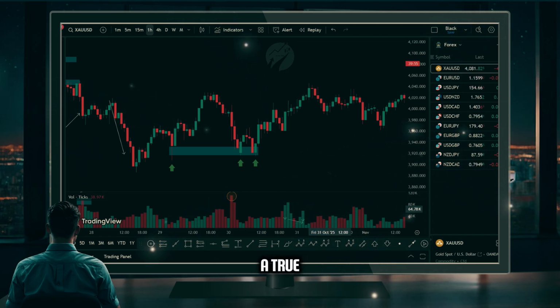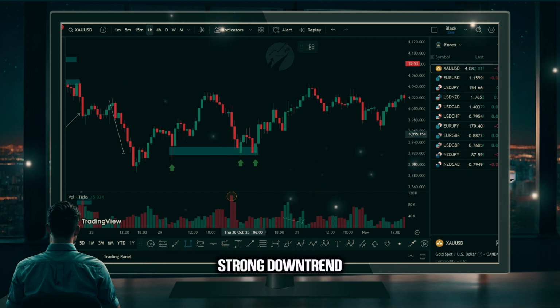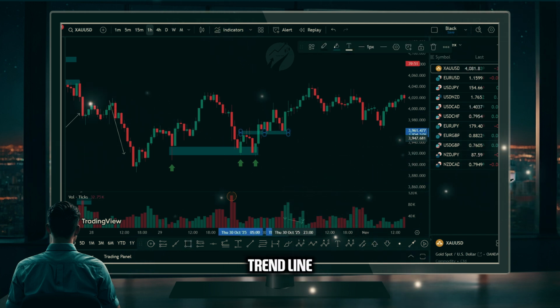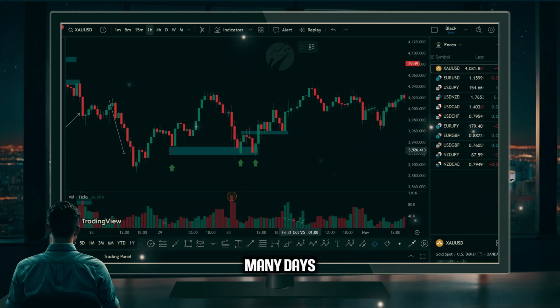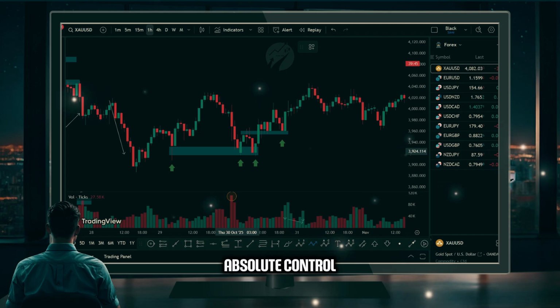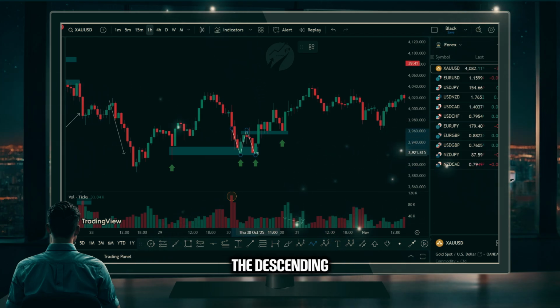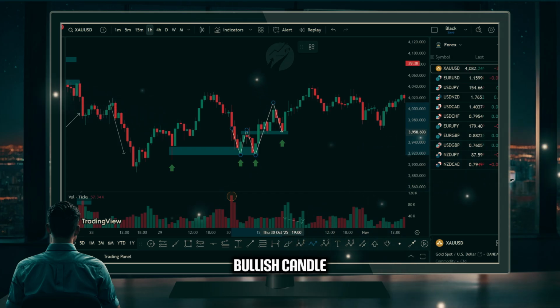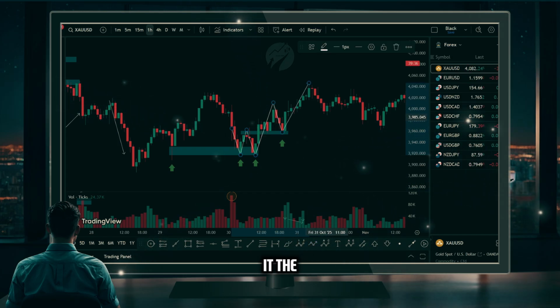Let me tell you a true experience. Once I saw a strong downtrend. The descending trend line had been respected for many days. Each high was lower than the previous. Everything showed sellers had absolute control. Then one day, price broke above the descending trend line with a strong bullish candle. I thought, this is it, the reversal.